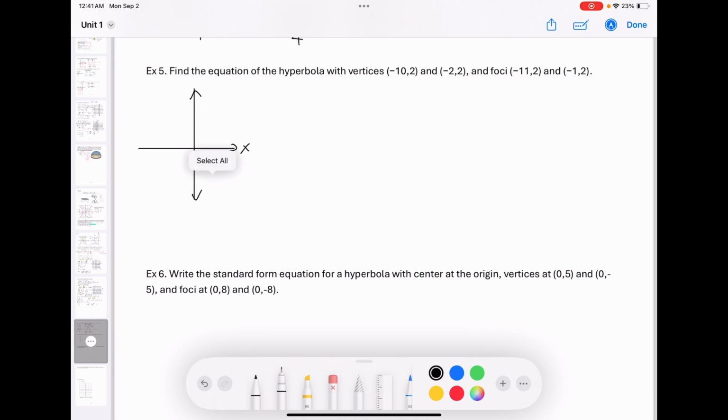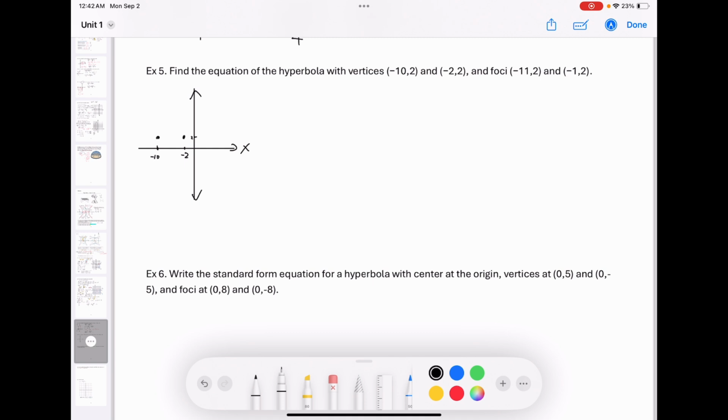So this is the x-axis, and the vertices are (-10, 2) and (-2, 2). Let's say this is negative 10 and this is 2. The next point is negative 2, comma positive 2. We see the two vertices are parallel, so they line up parallel to the x-axis.